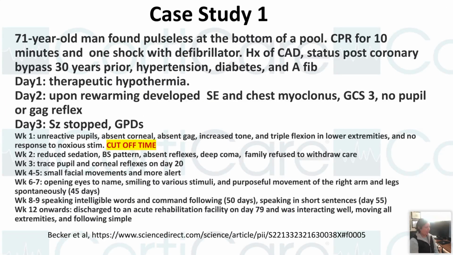Okay, do we have time? Yes, we have time to go over two of the case studies.